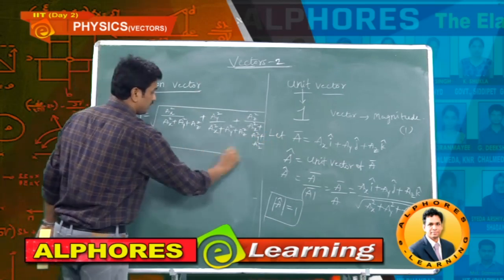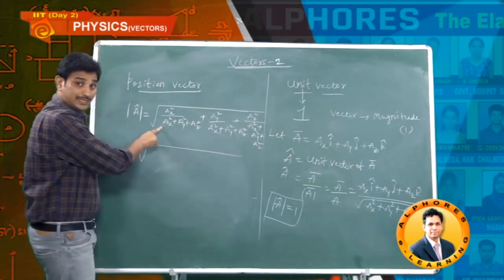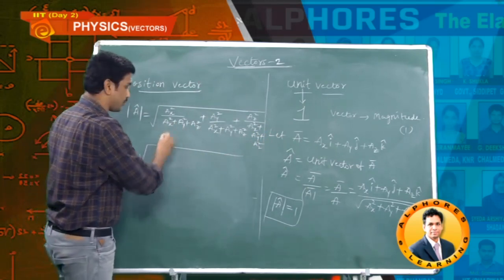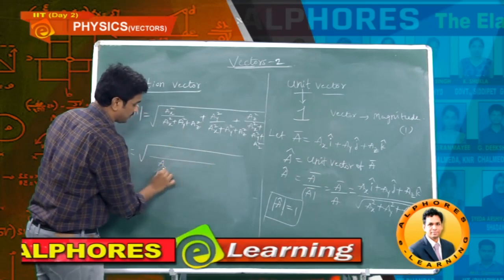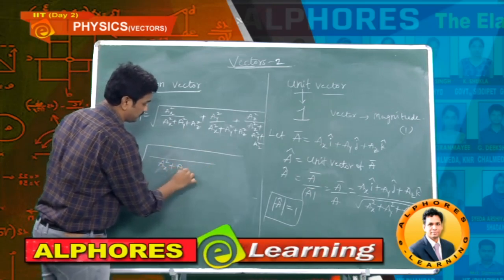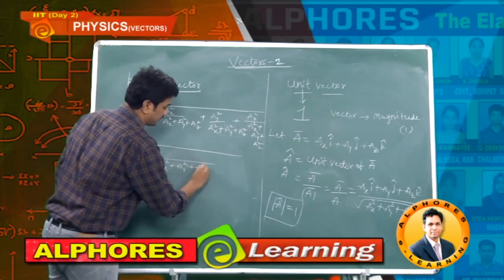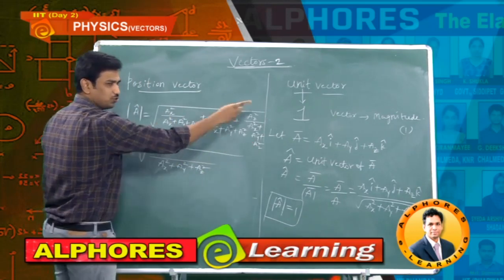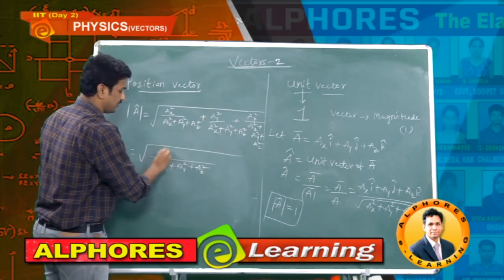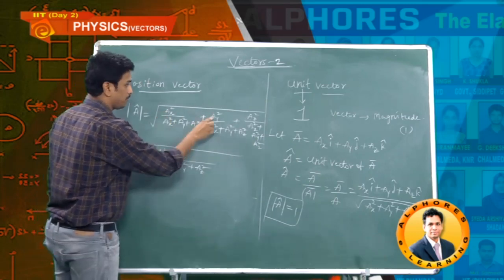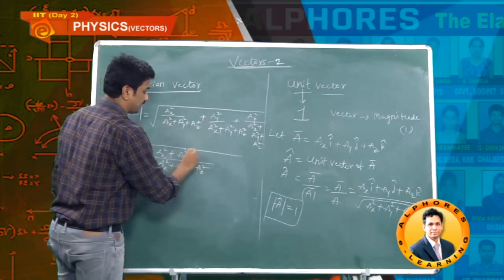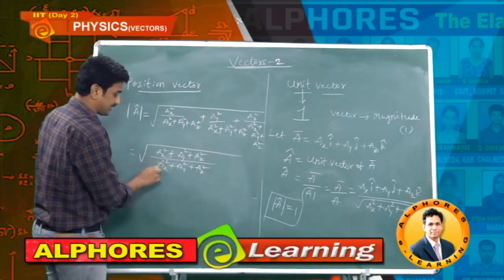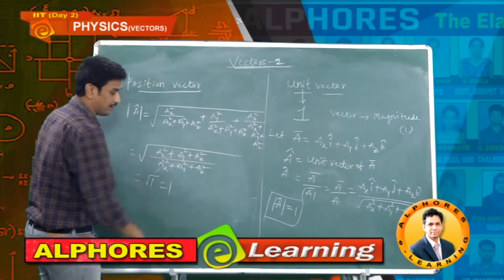In this, the denominators are the same. What's the denominator? Ax square plus ay square plus az square. The denominators are the same, so now the numerators can also be added: ax square as the first term, ay square as the second term, az square as the third term. Now cancel. Under root of 1, what is the value? 1.